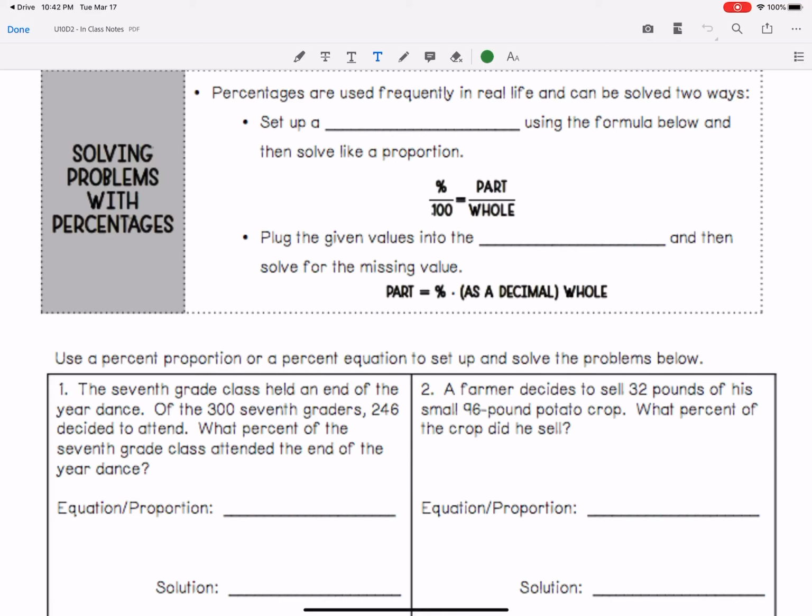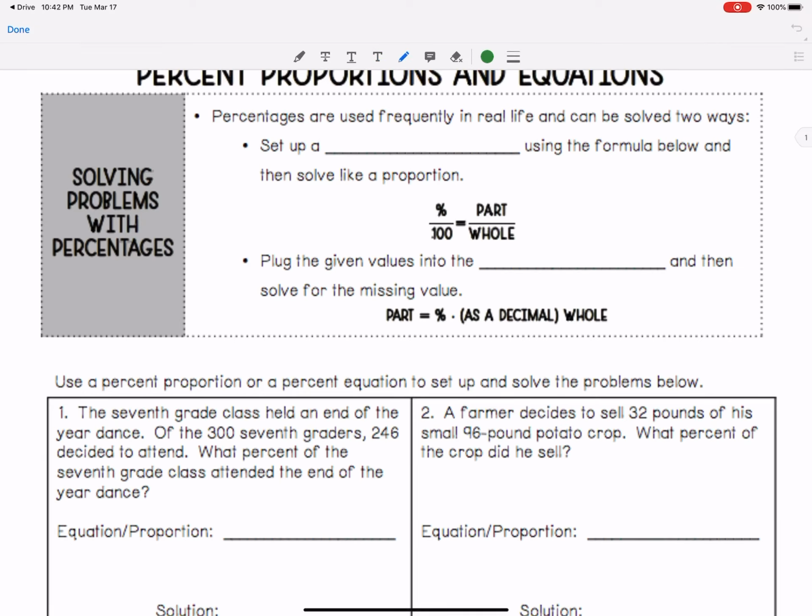Percentages are used frequently in real life and can be solved in two ways. Set up a percent proportion. So let's go ahead and write this out. Let's set up a percent proportion, and that's all of today's lesson actually. Using the formula below, so right there, and then solve like a proportion. So we will take a ratio like this, a part over the whole, and then we will set it equal to a number over 100.